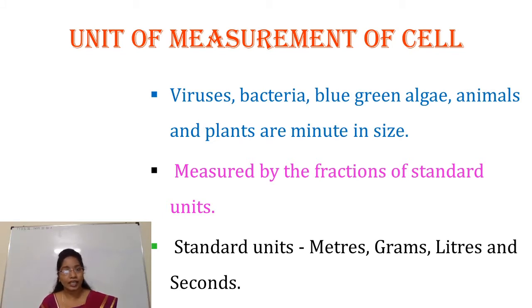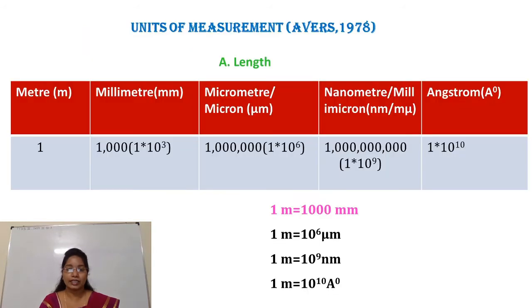Similarly, if we want to measure the weight of a particular cell, then the standard unit of measurement of weight is gram. In such case, we have to make fractions of grams into milligram, microgram, nanogram, etc. Okay, let's see in detail. So, these are the units of measurement.